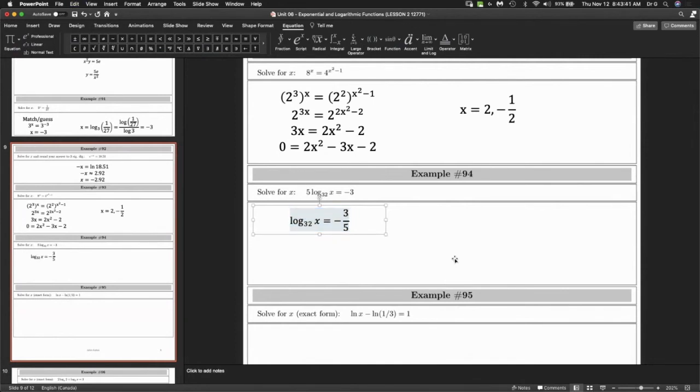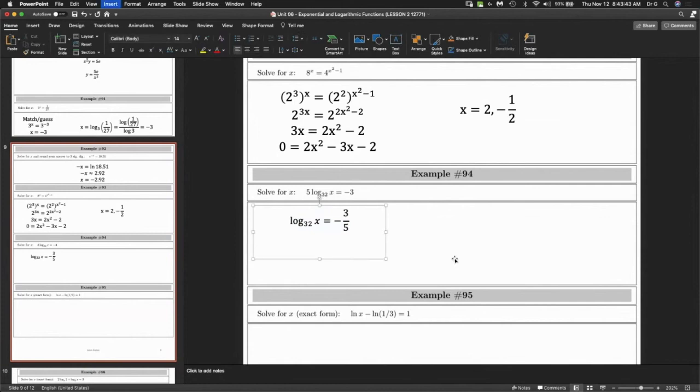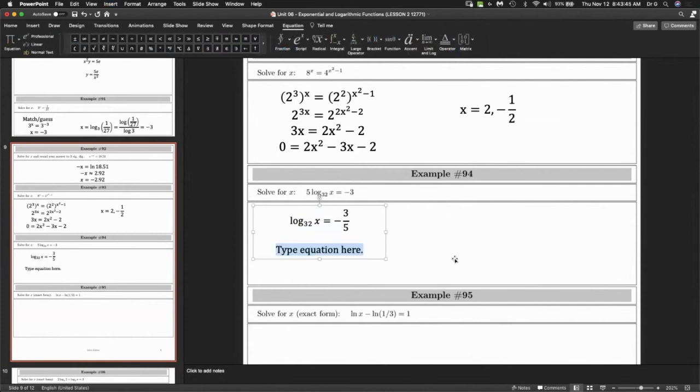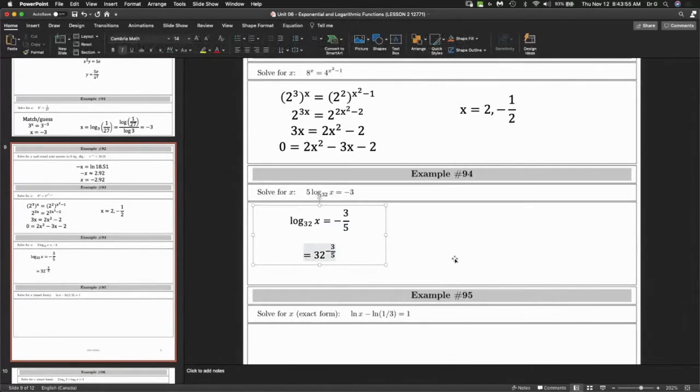What I did was I divided both sides by 5, and then you can rewrite that in exponential form. So the base is 32. The exponent is negative 3 over 5. And the output is x. Look at that. Actually, we solved it. That's it. Now, we did a bunch of these last week. We reviewed exponent laws last week, and do you remember vaguely how that goes?